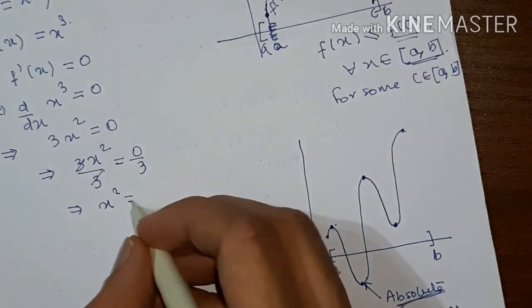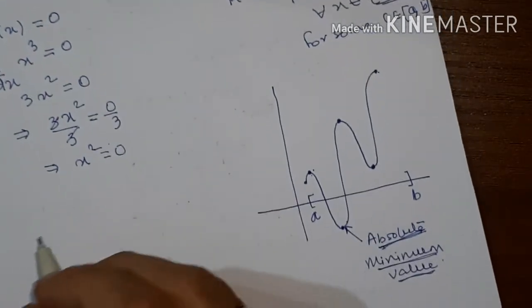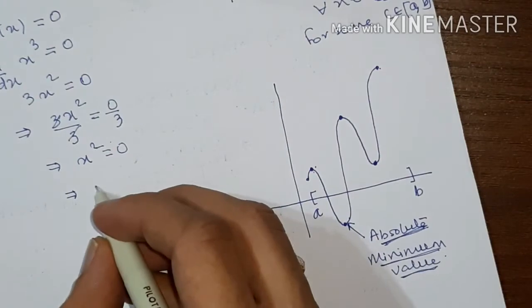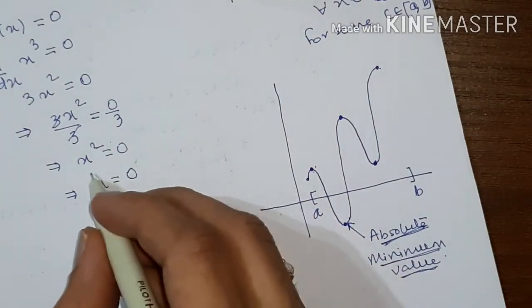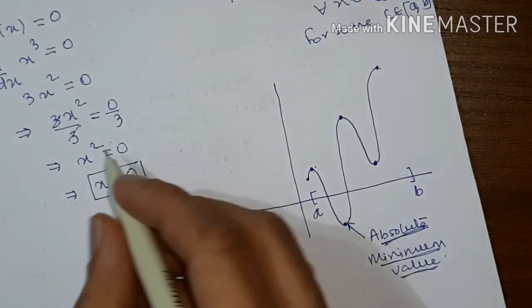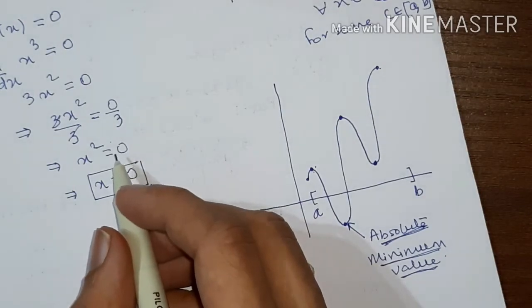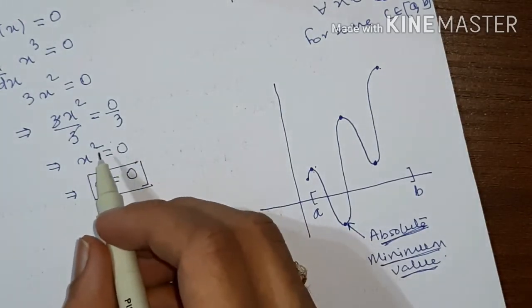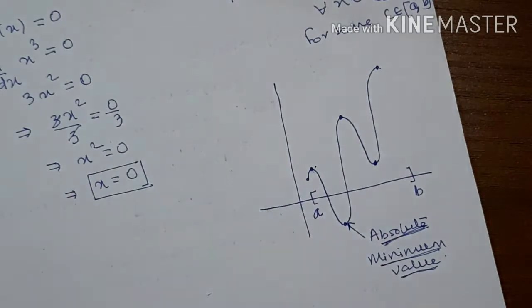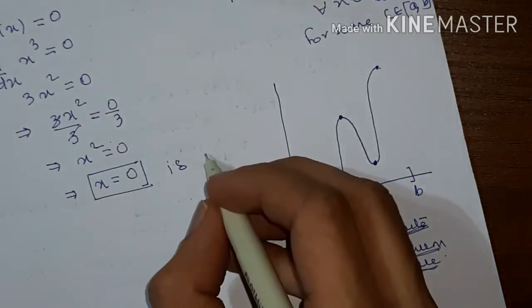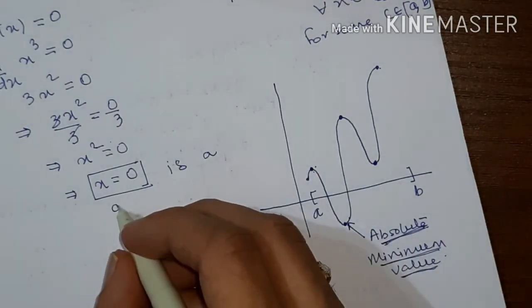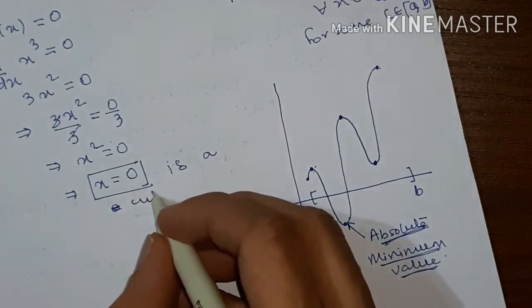You will get x square equal to 0, right? So that means x is equal to 0. If you take square root on both sides, square root of x square is x and square root of 0 is 0. So here x equal to 0 is a critical point, right?